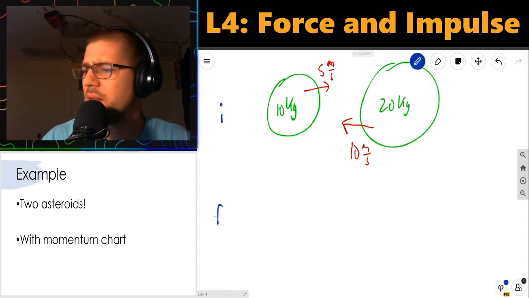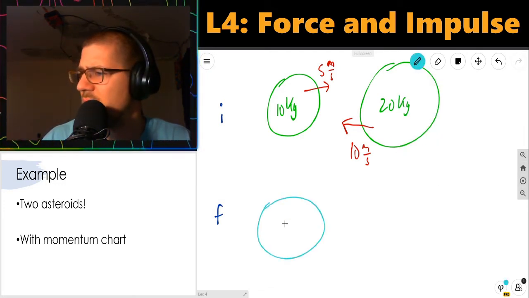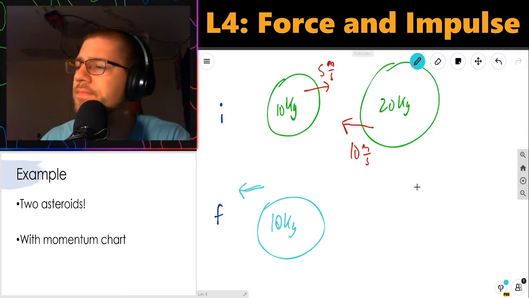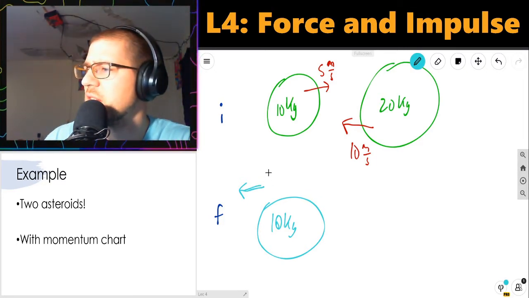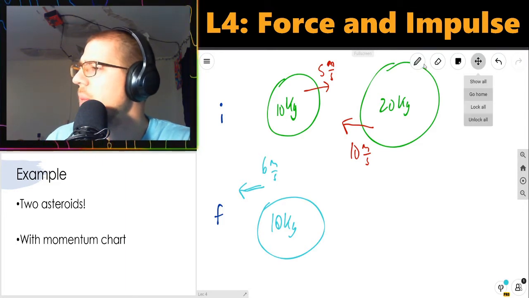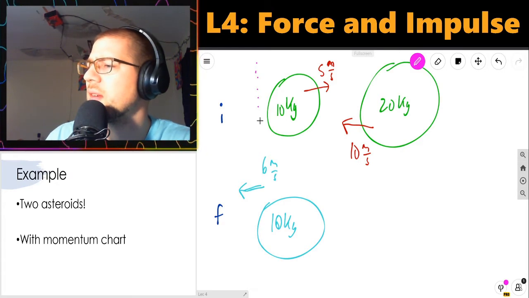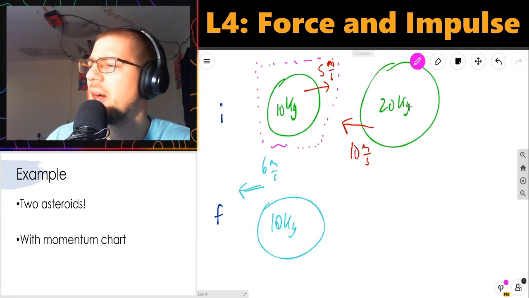Let's say that at the end, the 10 kilogram asteroid is moving to the left at a speed of 6 meters per second. Will that work? Yeah, I think that'll work. 6 meters per second. Okay, cool. So for the moment, I'm only going to consider the 10 kilogram asteroid as my system.